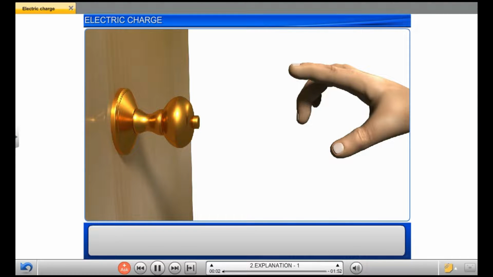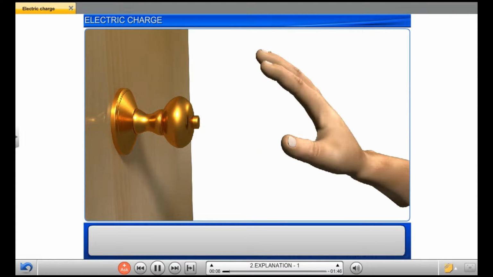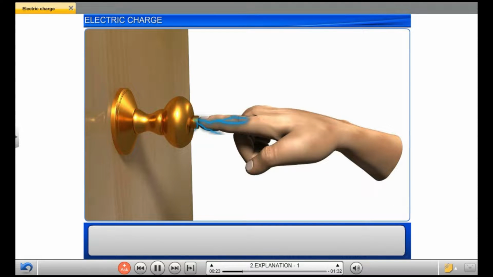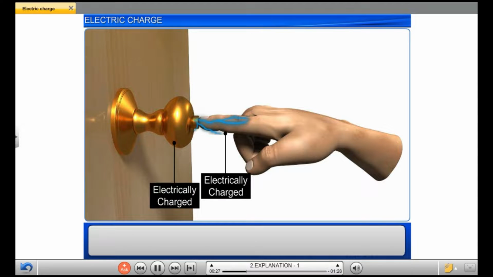Sometimes, if you touch a metallic doorknob or any metallic object, you might experience a mild shock. This is because the metallic object was charged, or in other words, it carried an electric charge. Objects that carry an electric charge are said to be electrically charged.